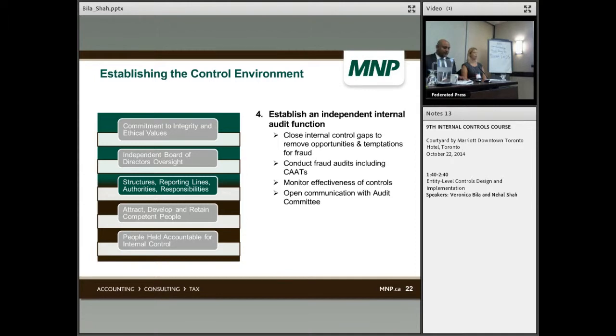Now, the other thing that I wanted to point out with respect to the internal audit function is that even though we're focusing on the control environment component of the COSO framework, an internal audit function also helps establish the monitoring component as well, because it has that monitoring focus.